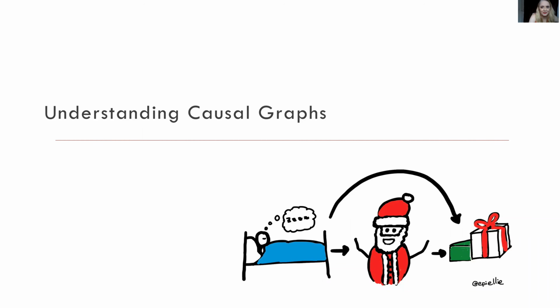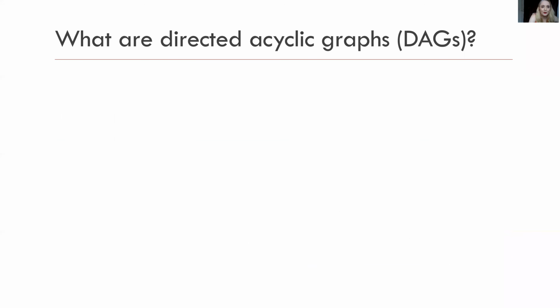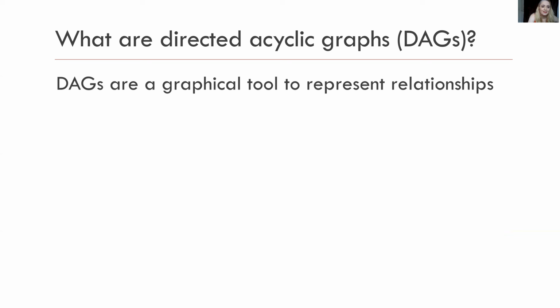Understanding causal graphs. This video is about directed acyclic graphs for causal inference, how to understand them, how to create them, and how to interpret them. First, what are directed acyclic graphs, or DAGs? DAGs are a graphical tool to represent relationships between anything.